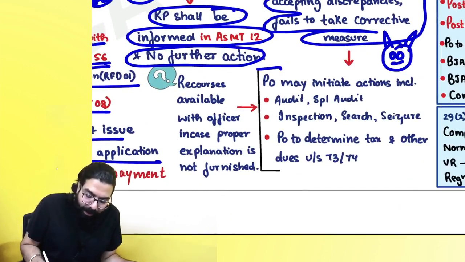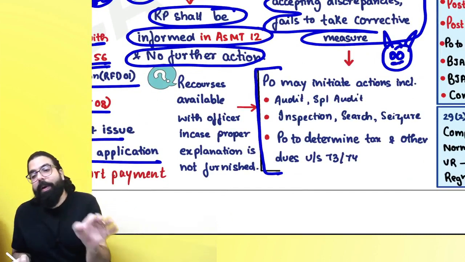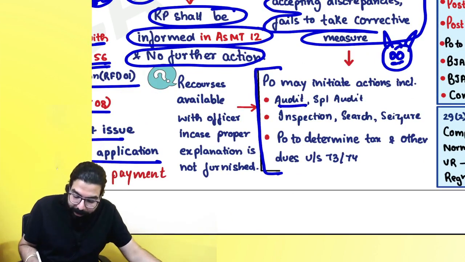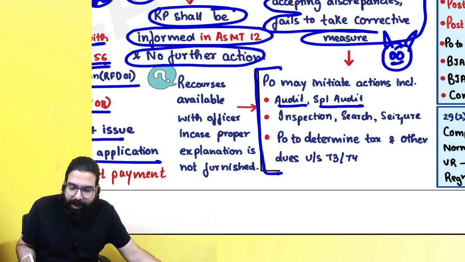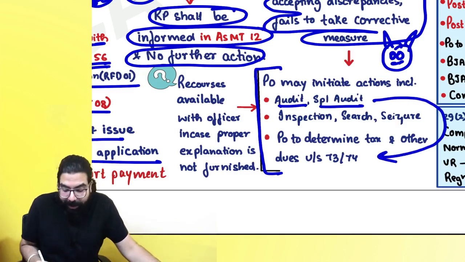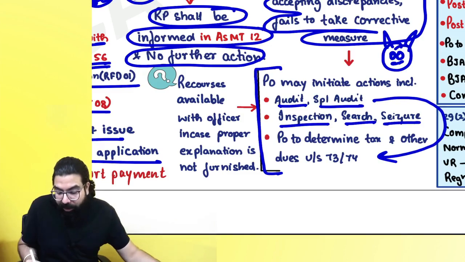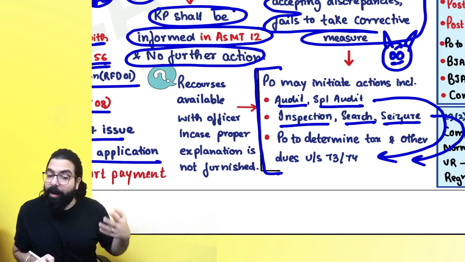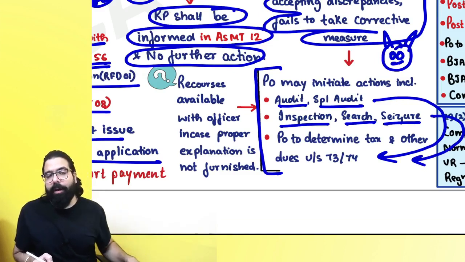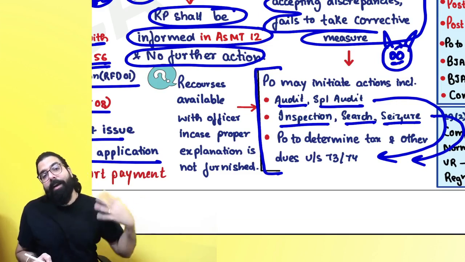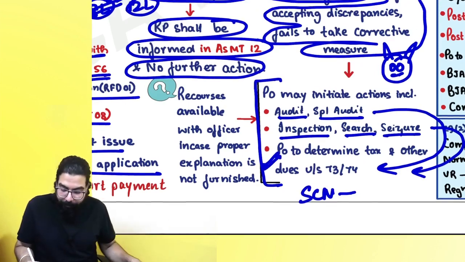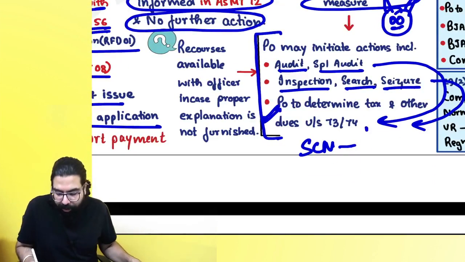And now what are the recourses available with the officer? When he gets angry, the officer can do audit, special audit, he can gather details against you and raise a demand order. He can do inspection, search, seizure, gather details and raise a demand order on you. Or after scrutinizing your return, if he found a discrepancy and you did not give a satisfactory reply, he can also issue a show cause notice and directly a demand order.